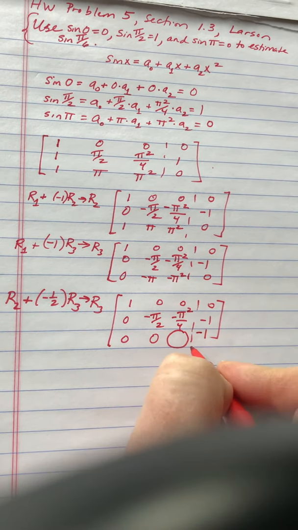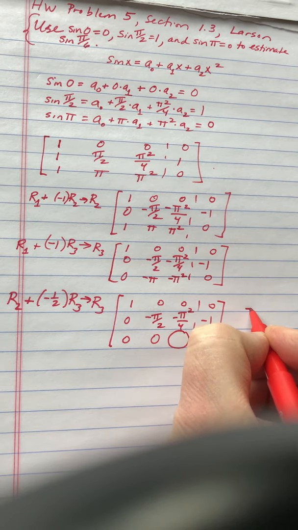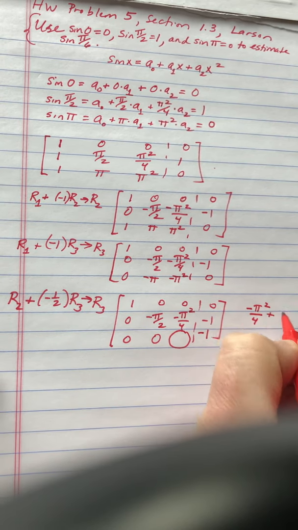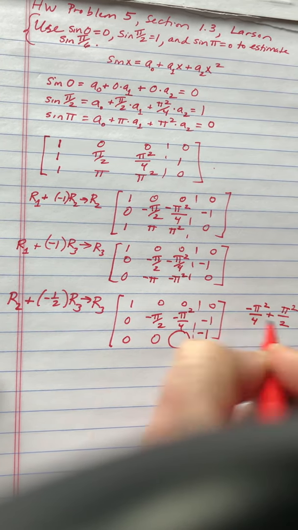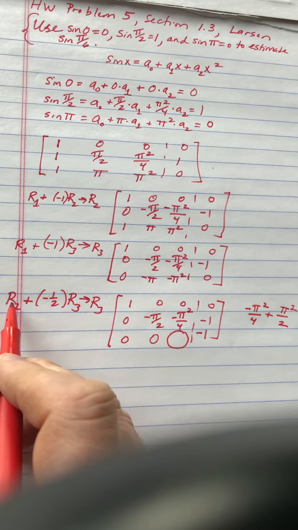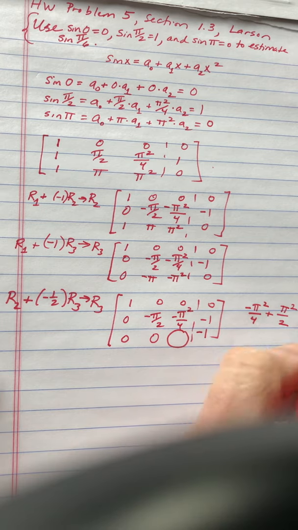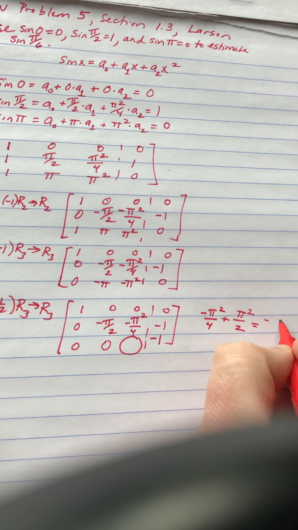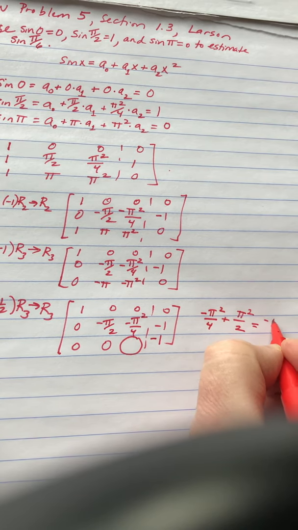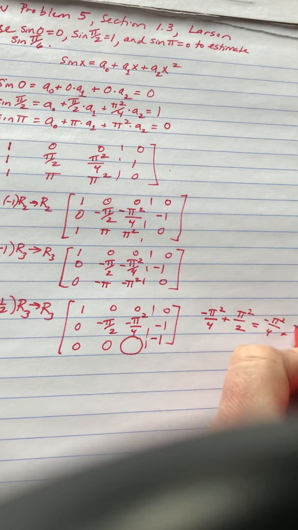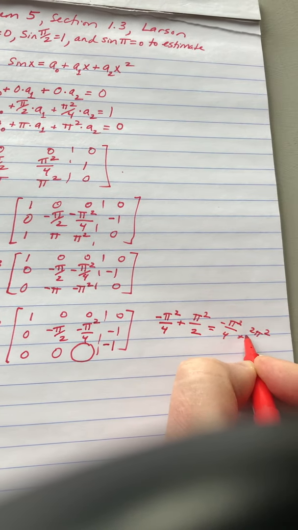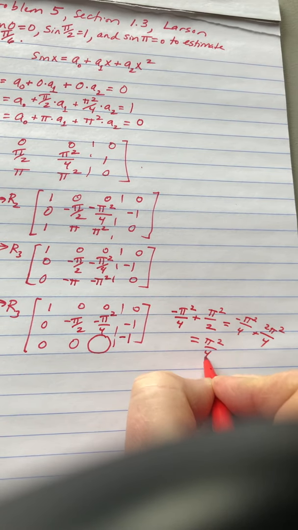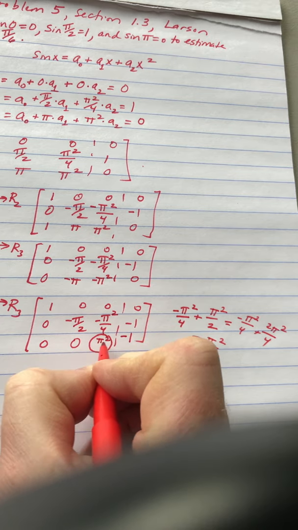So now what do I get here? I'm going to do it over here. I get a negative pi squared over 4 plus pi squared over 2. And I'm adding them together because I was following this recipe right here. If I just find a common denominator, negative pi squared over 4 plus 2 pi squared over 4 is definitely going to equal pi squared over 4. I know you agree with that, so I'm going to go ahead and write that in.